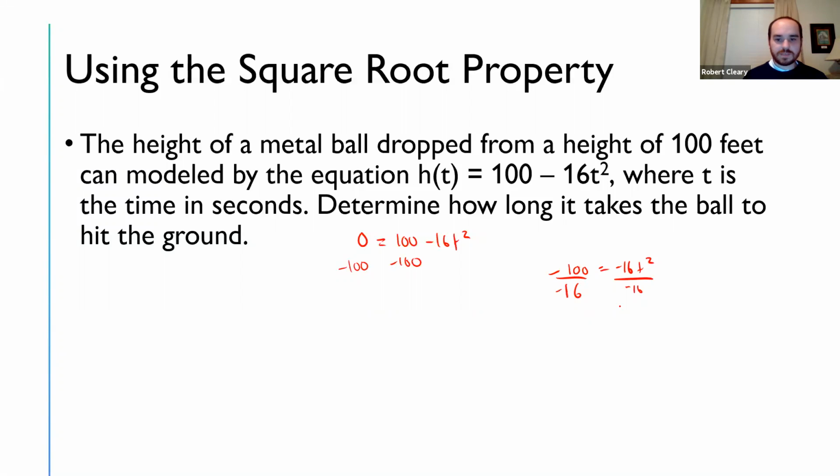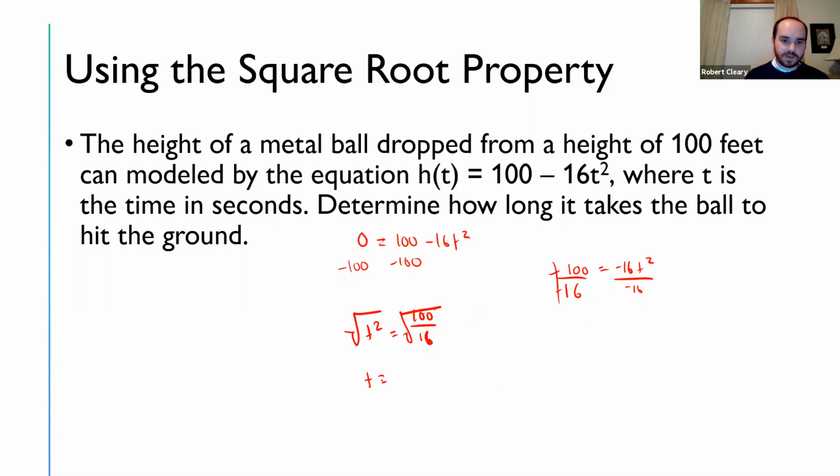Now, you might be tempted to simplify this right now. You could divide both by 4 right off the bat, but it's actually going to be more helpful to leave it like this. So obviously we cancel the negatives. We have t squared equals 100 over 16. The reason it's easier to keep it like this is that when we take the square root of both sides, both of these happen to be perfect squares.